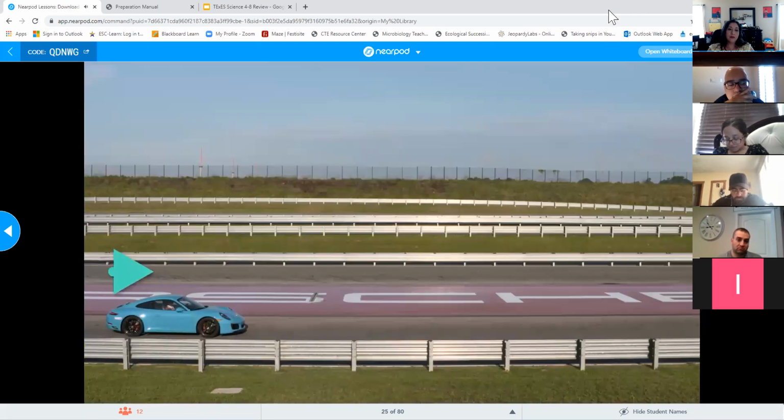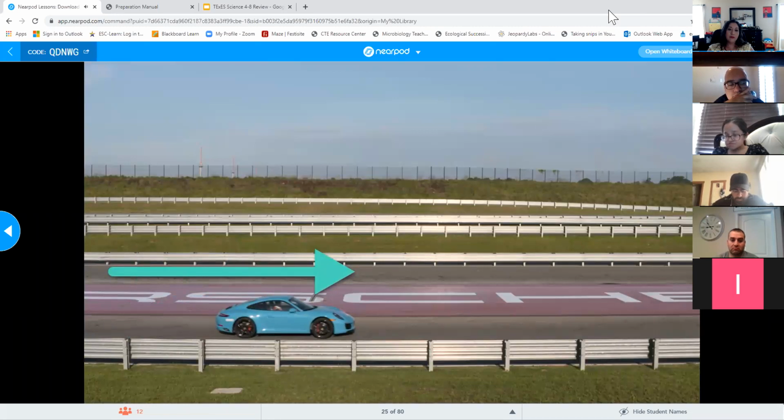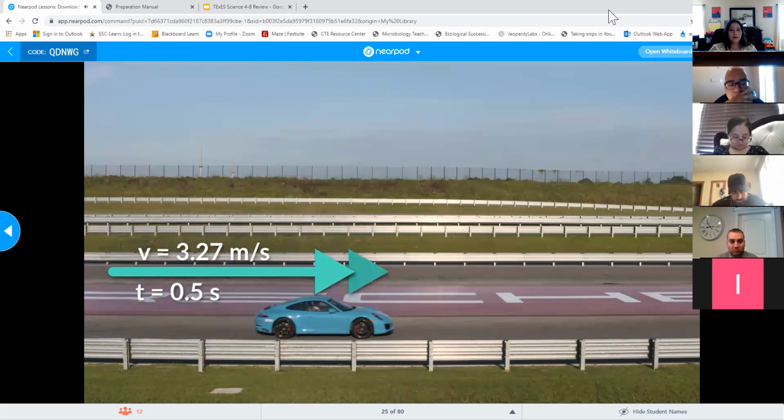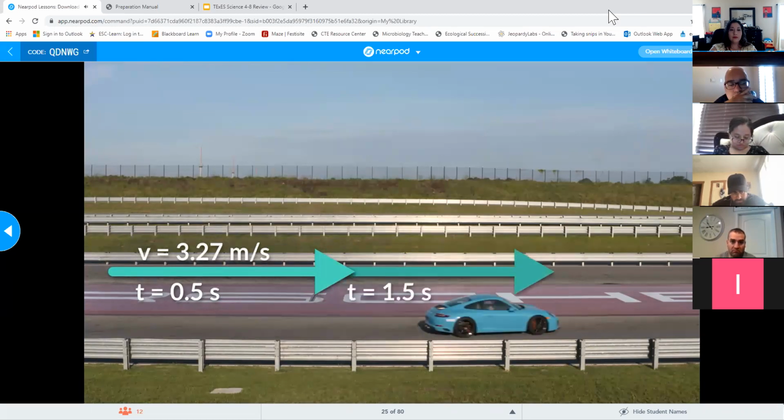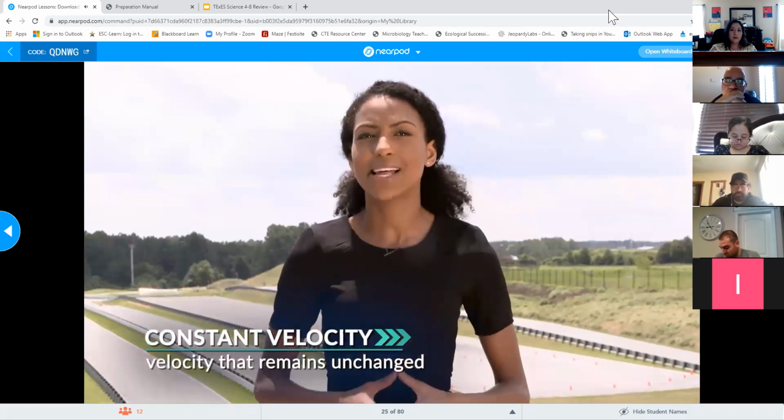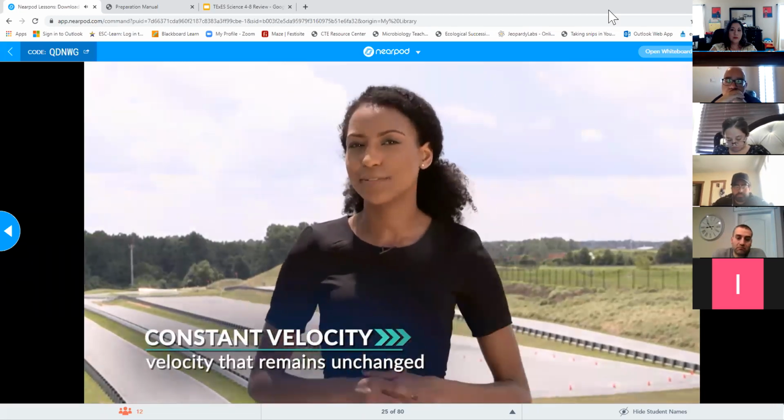Let's look at the car as it was starting to accelerate and freeze it right there. At the time 0.5 seconds, its instantaneous velocity is 3.27 meters per second to the right. As the car speeds up, its velocity increases. What if we sped up to right here at 1.5 seconds? Its instantaneous velocity is now 9.81 meters per second to the right. Remember, the instantaneous velocity is the velocity of an object at a specific moment in time. Another important term to know is constant velocity, which is what we call unchanging velocity.